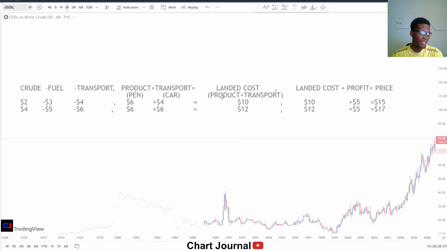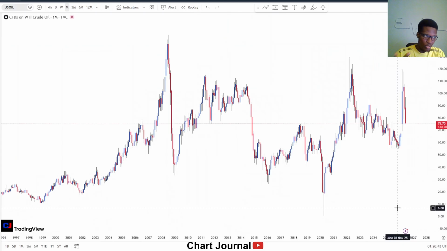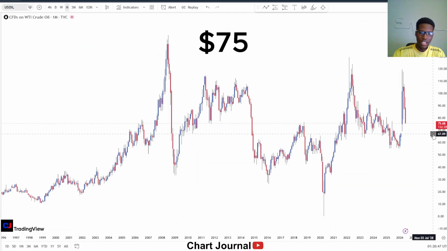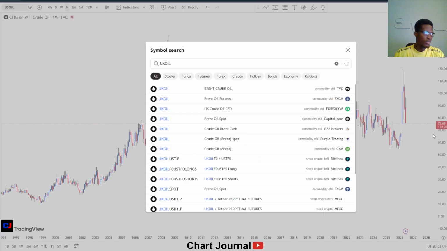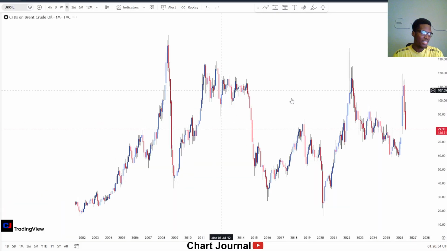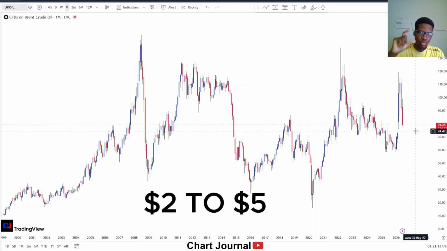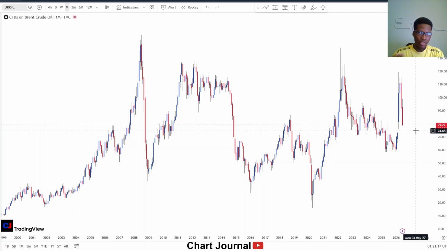So let's see WTI. You can see this is WTI. The price for WTI is $75. If you go and look for Brent, now we know Brent is UK oil. So once you see UK oil, that's Brent, and it is $79. So usually the price difference between WTI and Brent oil is about $2 to $5. So they move similarly. You can use either one to look at the price of crude oil.